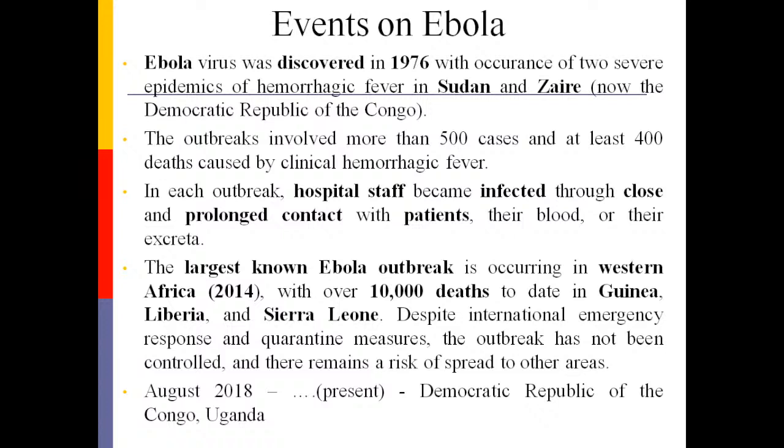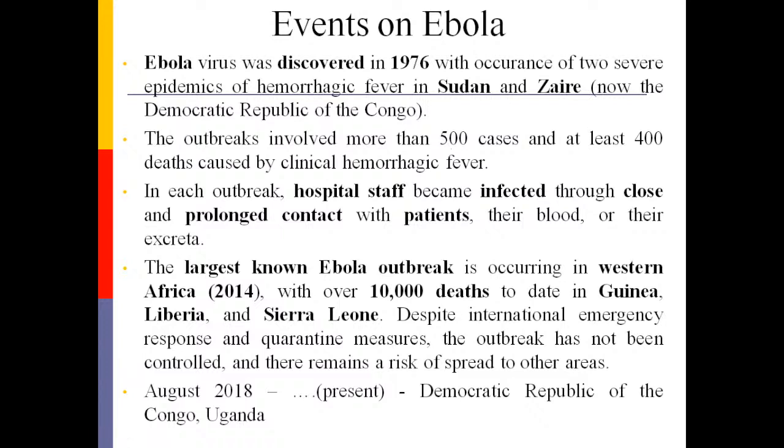About Ebola. Ebola virus was discovered in 1976, so we can say that it's a new virus, a young virus, with the occurrence of two severe epidemics of hemorrhagic fever in Sudan and Zaire. Now it is called the Democratic Republic of the Congo. The outbreaks involved more than 500 cases, and at least 400 deaths caused by clinical hemorrhagic fever. 500 cases and 400 of them died. It's almost 90% of patients died.